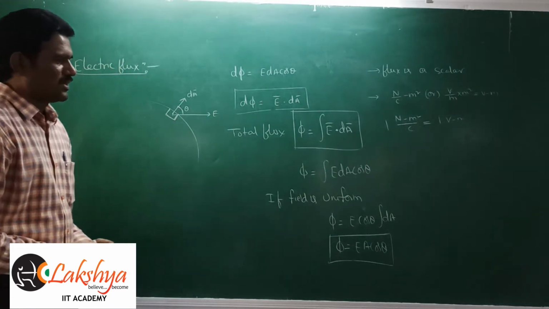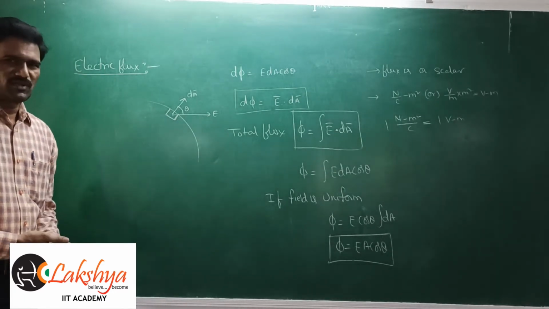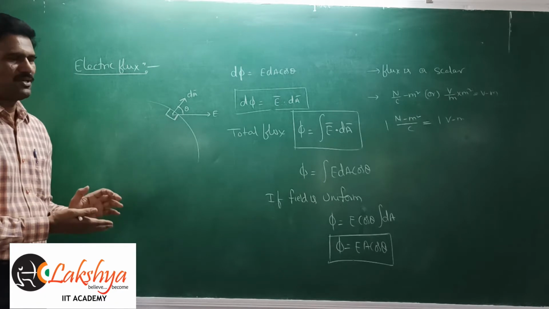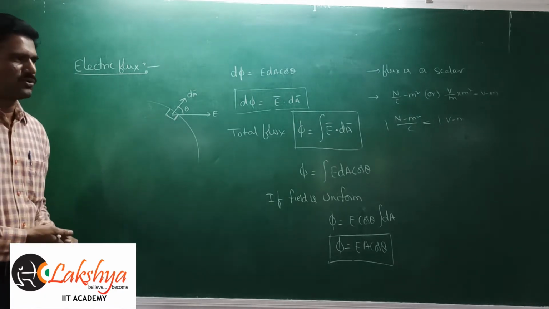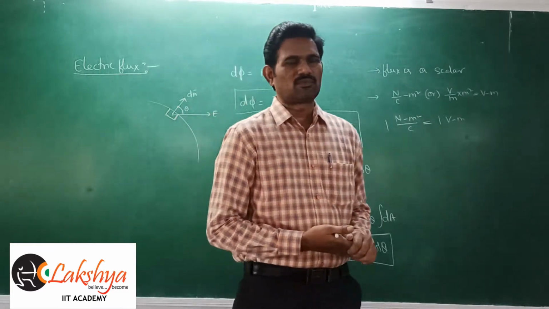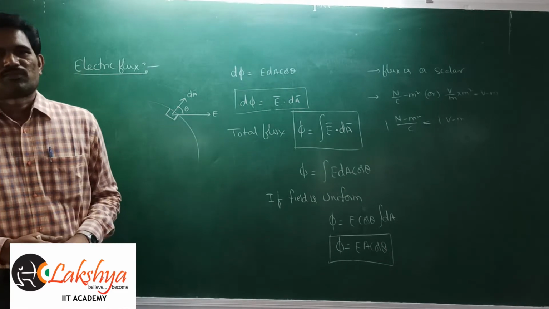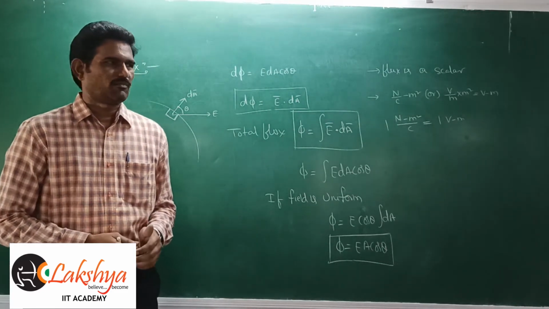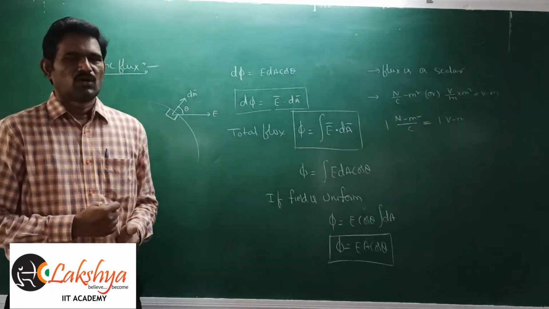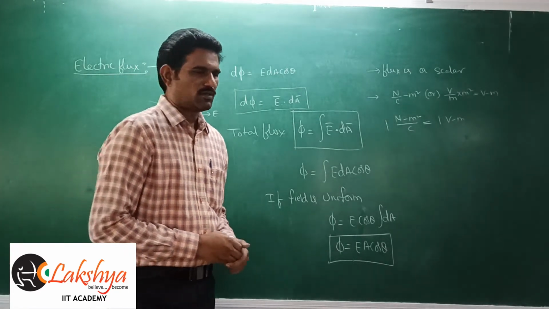And now next we can mention some quantities here. Flux can be positive, negative or zero. Mention that also. Flux passing through the given area can be positive or negative or can be zero.